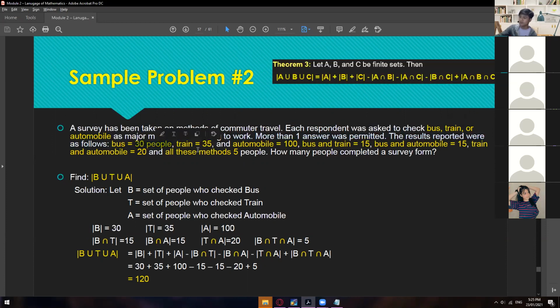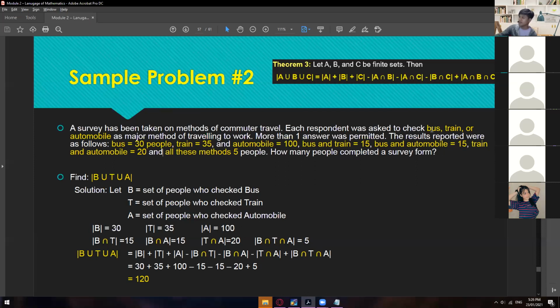For bus, we have 30 people. For train, 35. For automobile, we have 100. For both bus and train, it is 15. Both bus and automobile is 15. And both train and automobile is 20. And all of these methods are 5 people. So the question here is, how many people completed a survey form?